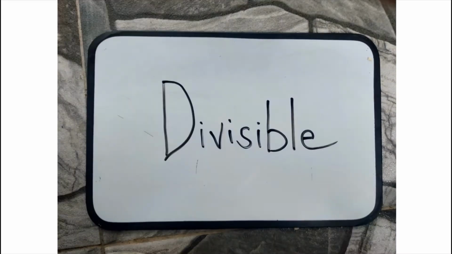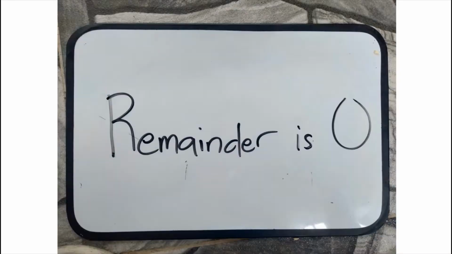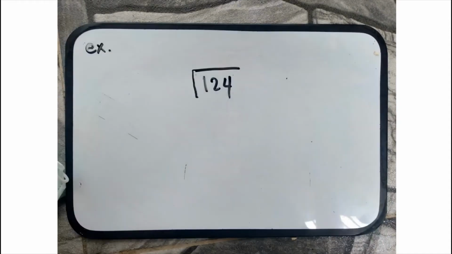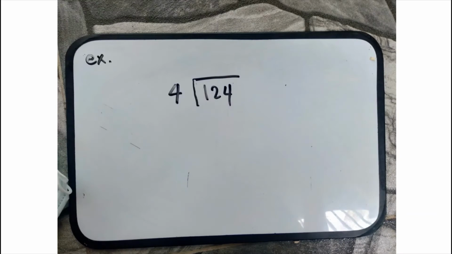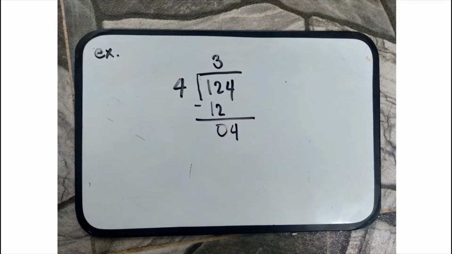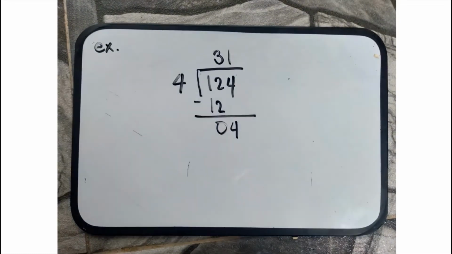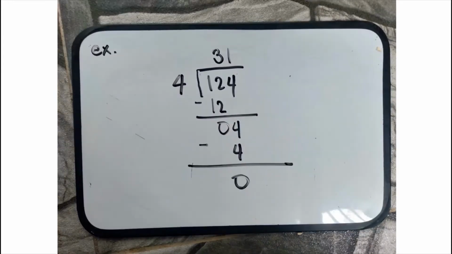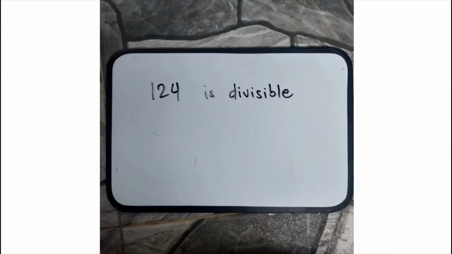A given number is divisible by another number if and only if there is zero remainder when we do our normal division method. Let's have an example. 124 divided by 4. 12 divided by 4 is 3. 3 times 4 is 12. Subtract. And then bring down 4, we'll have 4. Then divided by 4, that's 1. Multiply by 4, we'll have 4. And then subtract. As you can see, the remainder we get is 0. So, we can say that 124 is divisible by 4.